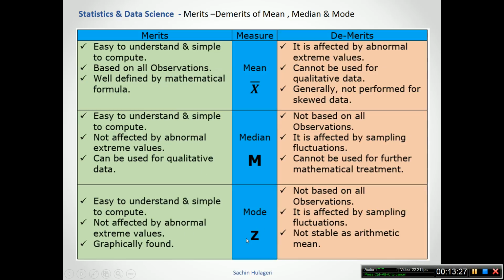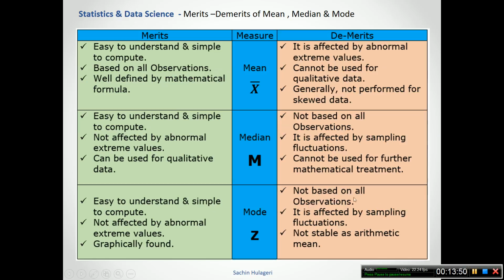And what is mode? Mode is easy to understand, simple to compute, not affected by abnormal extreme values, and graphically found. So it is similar to the median. Here, where the concentration is more, only that is considered. It may be at the start point, end point, or a middle point, anywhere.